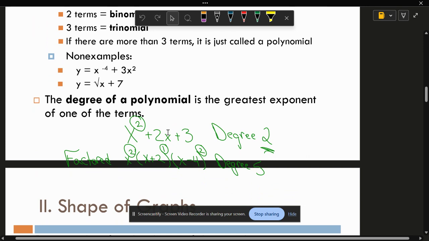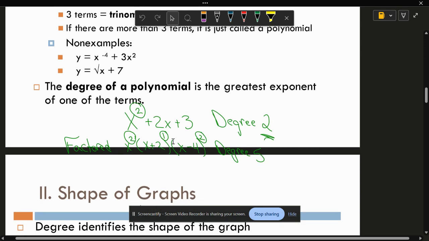The degree of a polynomial is the greatest exponent of one of the terms. Hopefully they should all be in descending order, but sometimes it's a little more difficult when you have a factored form. If you take a look at the two examples here, x squared plus 2x plus 3, the highest exponent is 2, so our highest degree is 2.